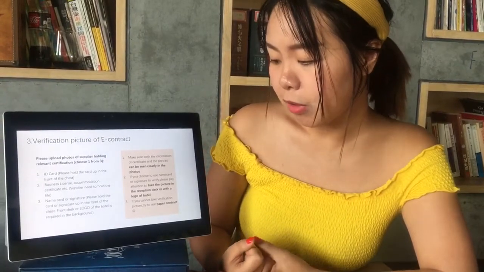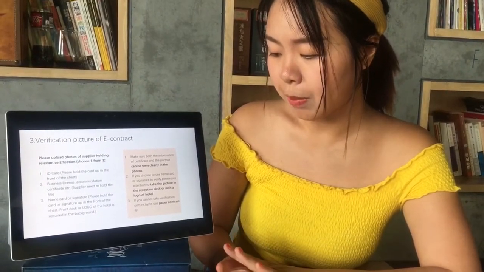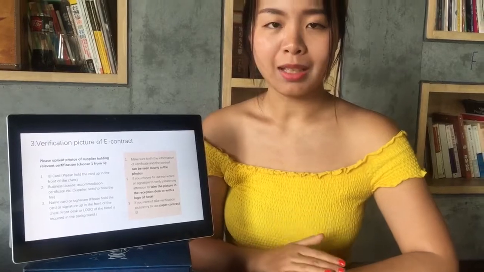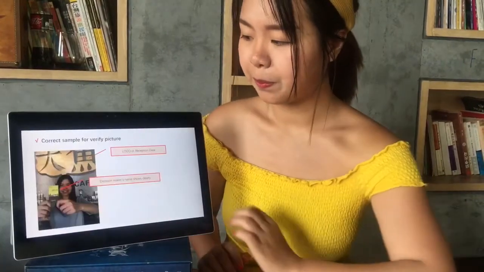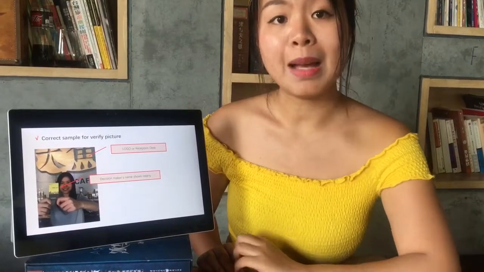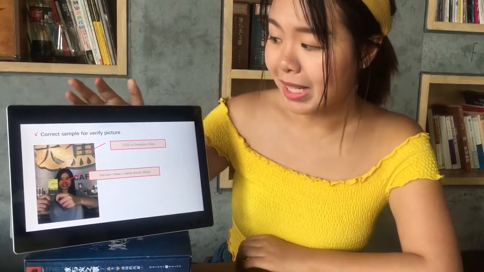And the last one is, if you cannot take the verification picture, then you can try to use a paper contract. How to do the paper contract, we have a guidance and you can check in that guidance. There are some examples.